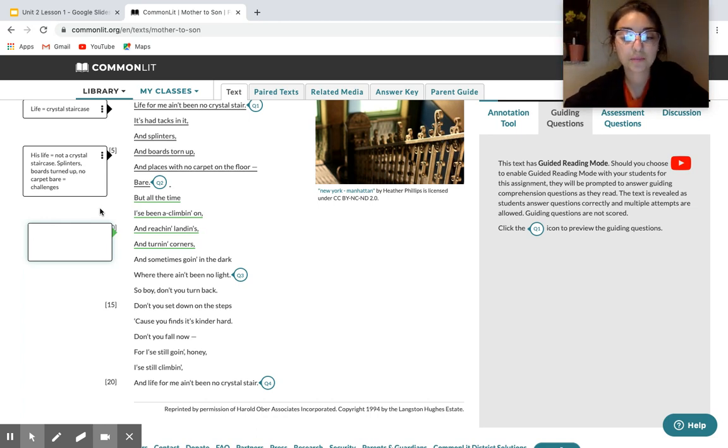So he continues up the staircase of life. And then he's been reaching landings and turning corners. So the landings and the corners, these are metaphors for his successes in life.